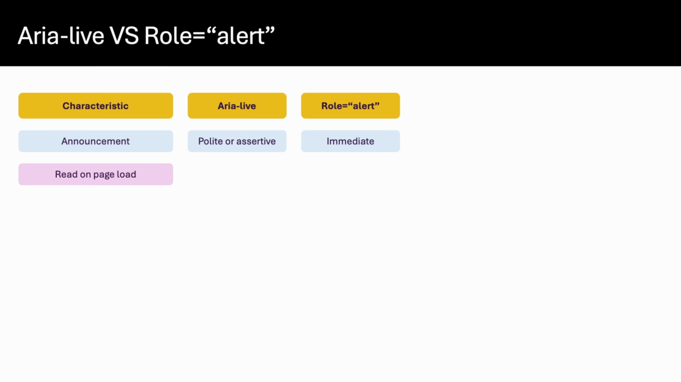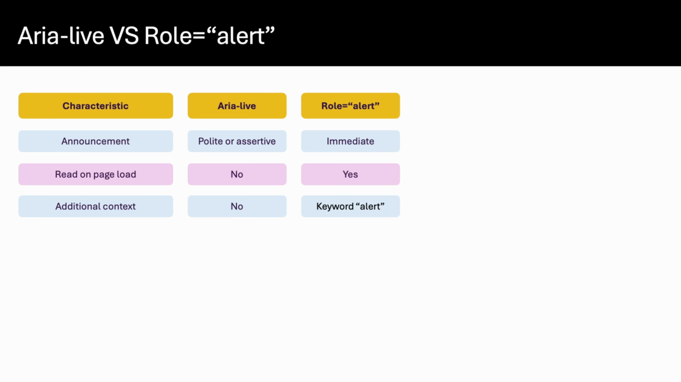Let's see what happens when you load a page. Aria-live is not announced when a page is loaded. On the other hand, role alert is announced when you refresh a page. Additional context: aria-live does not provide any additional context. On the other hand, role alert appends a keyword alert followed by the content provided in that div with role alert.